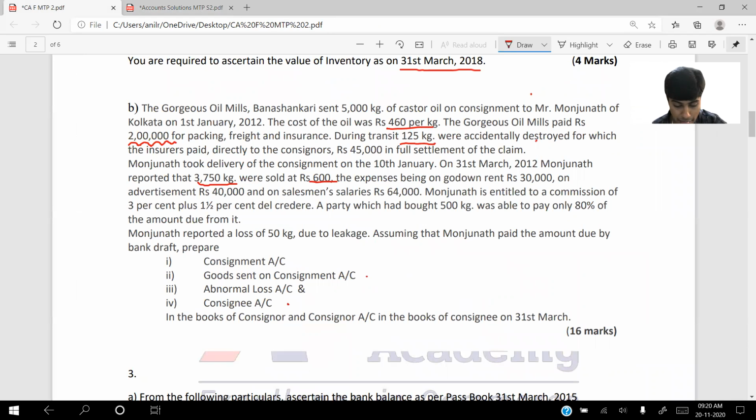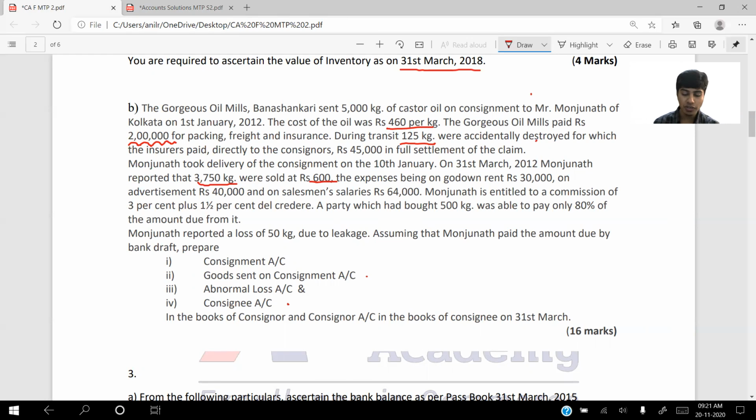What is there after that? Manjunath is entitled to a commission of 3% plus 1.5% del credere commission. So Manjunath is eligible for 3% ordinary commission and 1.5% del credere commission. Now, on what will you compute this commission? Commission is computed on goods sold, not on goods received on consignment. Very important one. So basically we had 600 into 3,750, 22 lakh 50,000. On that, we'll charge this 3% and 1.5%.